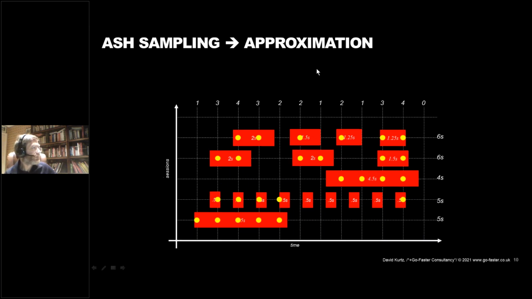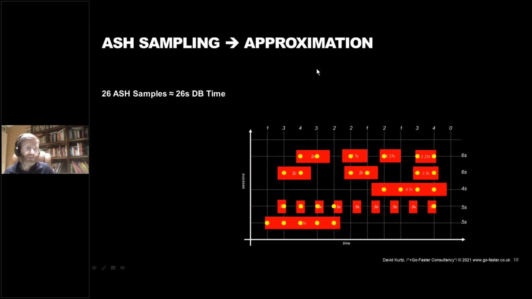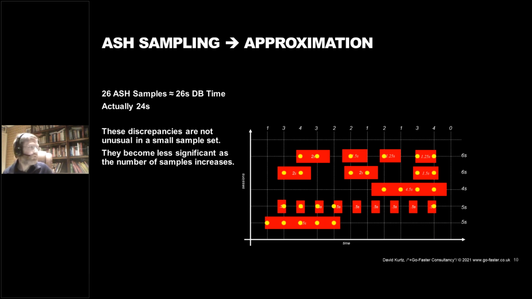It is an approximation, and I've got 26 samples here, so I'll talk about 26 seconds of database time. If you actually add up the amount of time on these sessions, there's a discrepancy. It was actually 24 because of the way they fell across the samples. Don't get too worried about this, because the key thing is which are the things that burnt the most time.